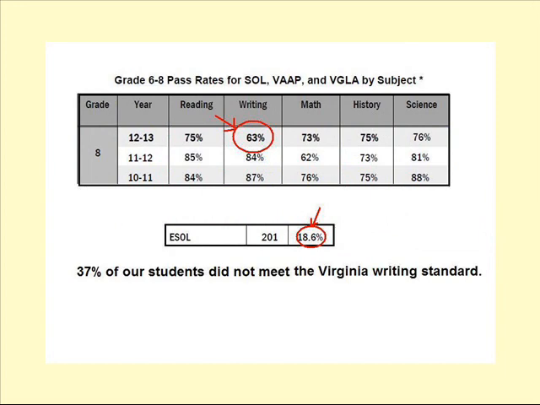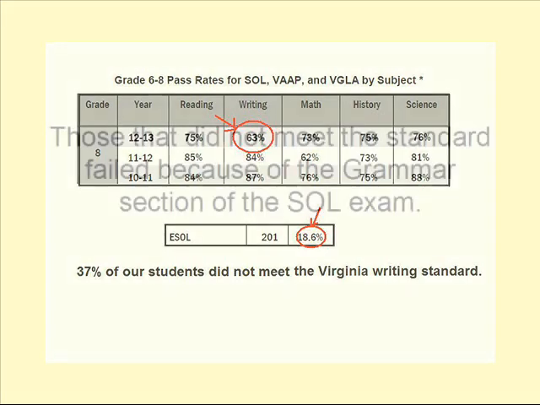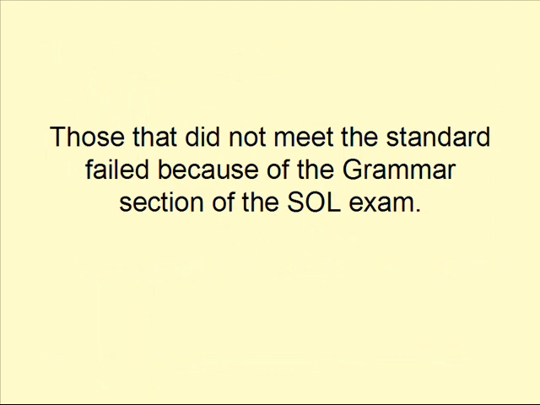If you will look at this chart, you can see that only 63% of our students pass the Standards of Learning exam at the end of the year. That means that 37% of our students did not meet the Virginia writing standards. Of that group, only a little more than 18% belong to our ELL group. Those that did not meet the standard failed because of the grammar section on the SOL exam.